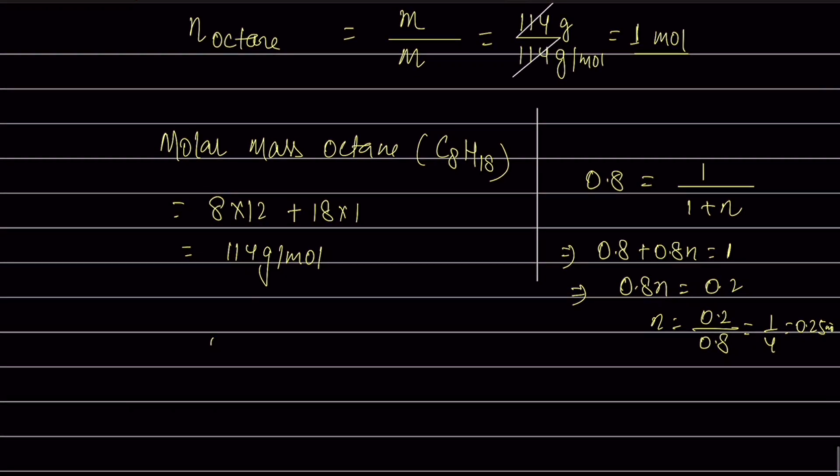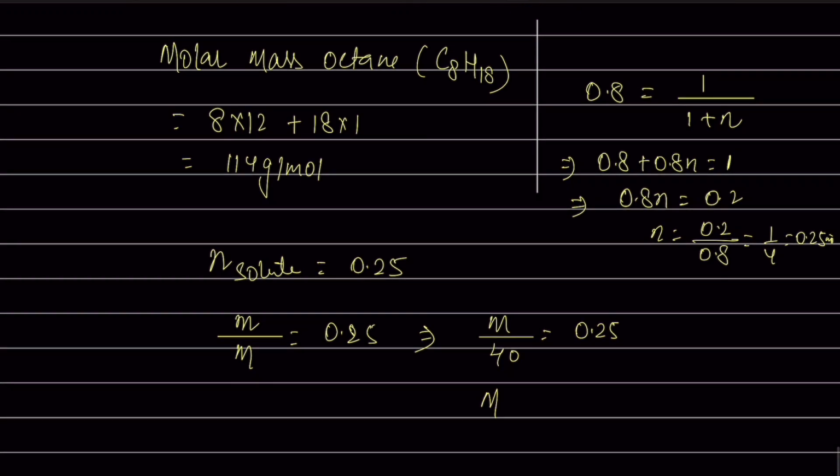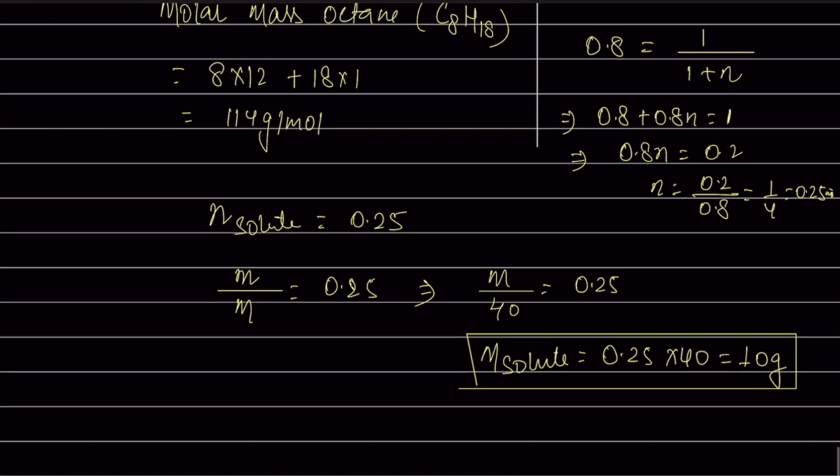So now we have the mole of solute, equal to 0.25, and mole is equal to given mass divided by molar mass. In the question, the molar mass of the solute is given as 40. So mass of solute is equal to 0.25 into 40, which is equal to 10 gram. So this is the answer to this question.